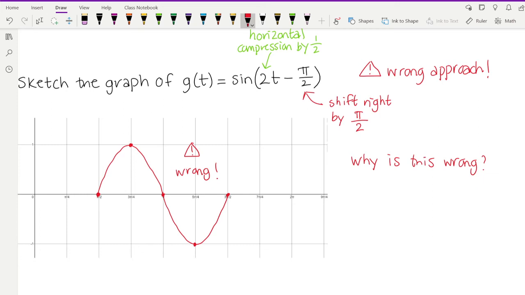So how can you check whether a graph that you drew is the correct graph for the equation you were given? Like, what's a quick way to test it out? Well, you could plug in points, right? For example, here we see that we have the point pi over 2, 0. And so if this graph that I drew is correct, then if we plug pi over 2 into our function, we should get 0 as our output, right?